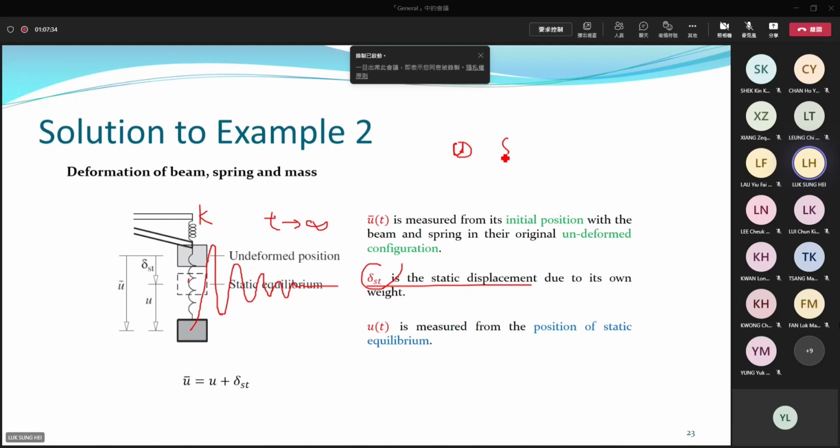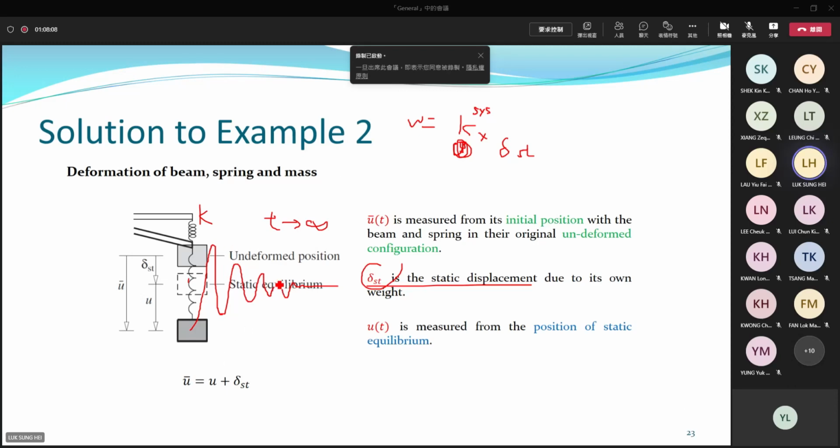I use a symbol delta ST. According to statics, self weight W equals the stiffness times the static displacement. Maybe I put the symbol in a more precise manner: W equals the system stiffness times the static displacement. You can change this formula a little bit to find delta ST. It represents what happens as time goes on.